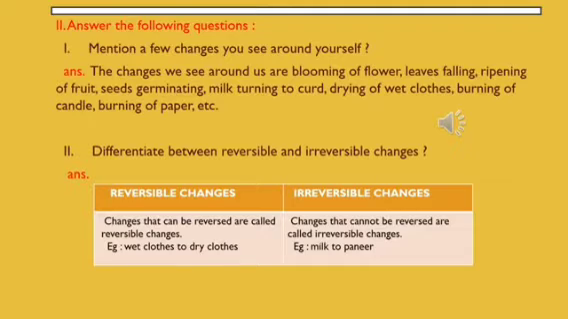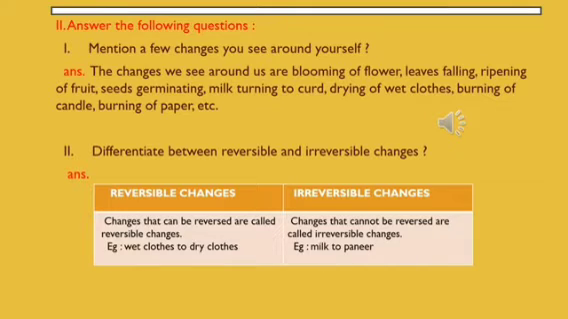Second main, answer the following questions. First one, mention a few changes you see around yourself. So for this, I told you to look around and try to list the changes which you see around yourself. The answer is, the changes we see around us are blooming of flower, leaves falling, ripening of fruit, seeds germinating, milk turning to curd, drying of wet clothes, burning of candle, burning of paper, etc.